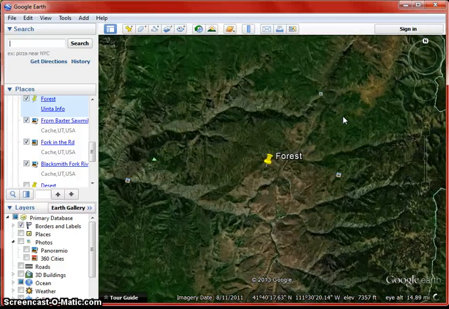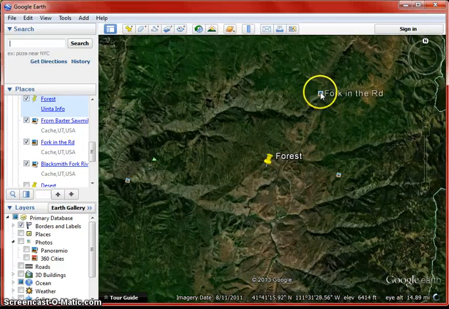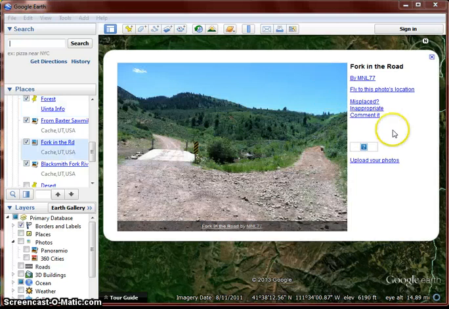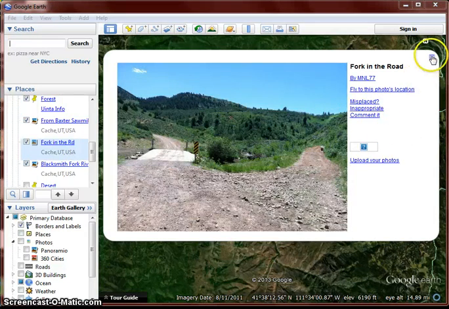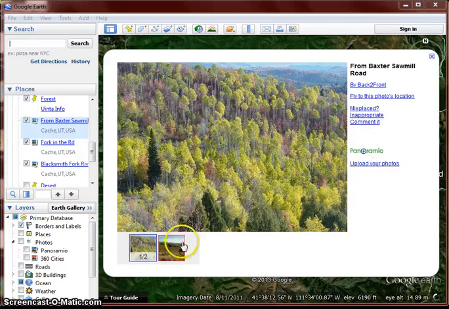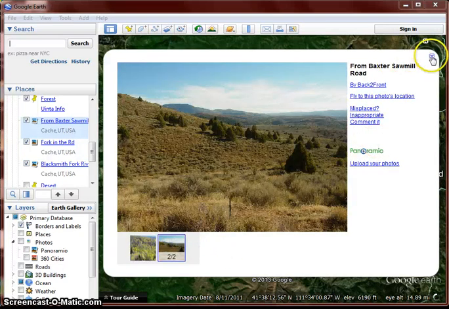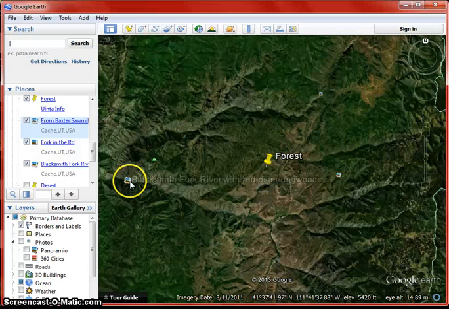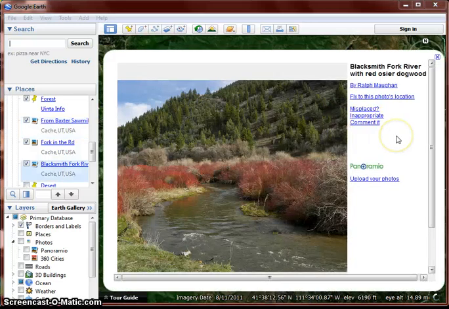Okay, so now that they're here, we'd have them explore these 3 photos that have been marked, the 3 locations. So 1, 2, and there are 2 photos of this one. And then the last one. And while they were exploring these locations, I would have them answer 2 questions.